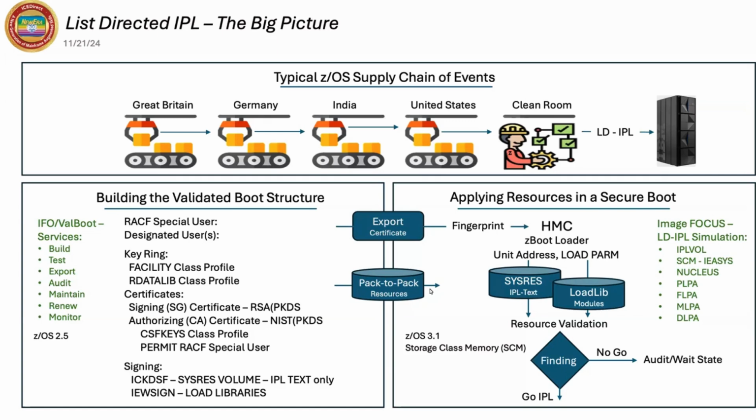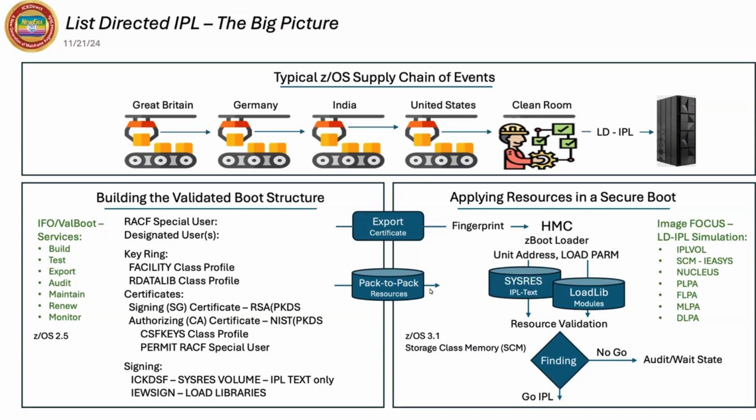Now, in order to accomplish this, once the clean room is established and the policies are in place to ensure that only a limited number of authorized individuals have access to it, the next thing that has to happen is that we have to build the structures that are necessary for the validation process to take place. And this is a number of different steps. Sometimes people will hear me refer to it as the anatomy of a list-directed IPL because it's important to realize that all of these components are linked one to the other.